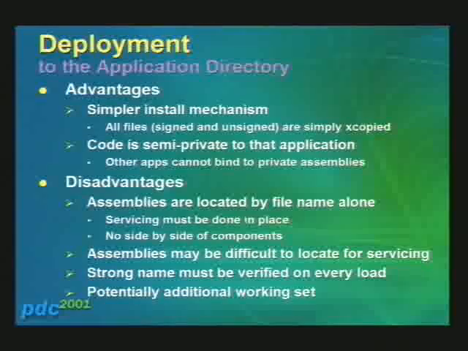Some of the disadvantages of putting things into the application directory. First off, the assemblies are located by file name alone. You dump files into the app directory. There's nothing for us to look at other than a file name. So the way the binding actually works is we take the name of the assembly and we look for a file with that name. If we find a file with that name, we load it, and then we verify the signature at that time. We verify the publisher key and the version and the rest of the information. But the binding itself is done strictly by file name.